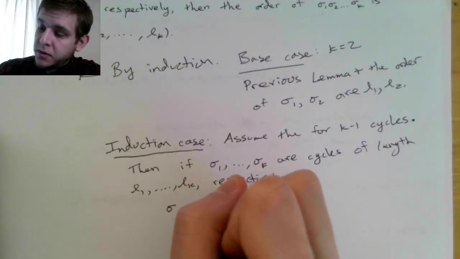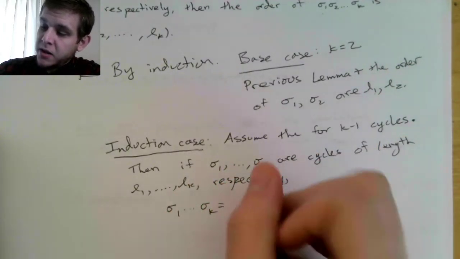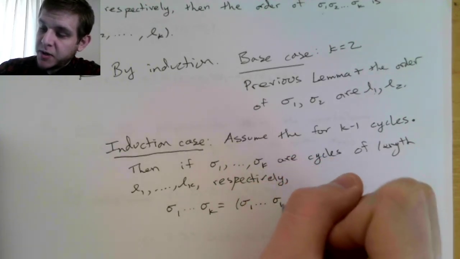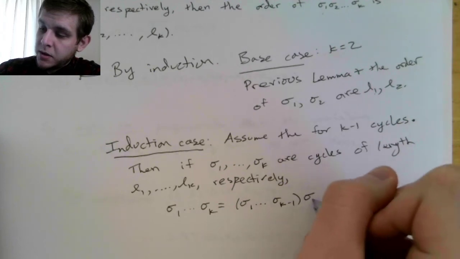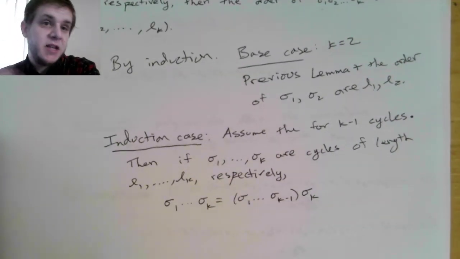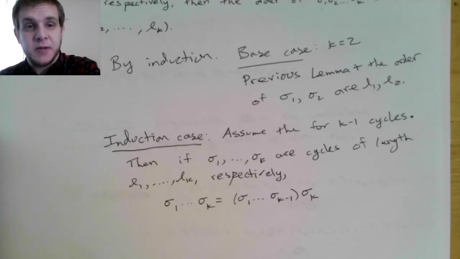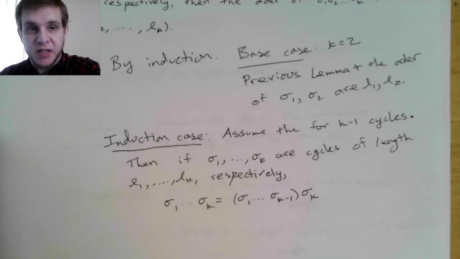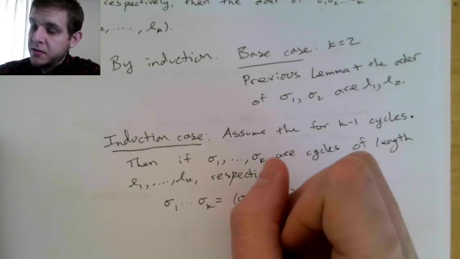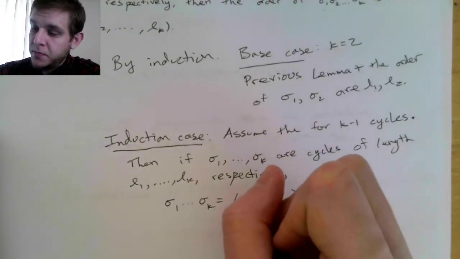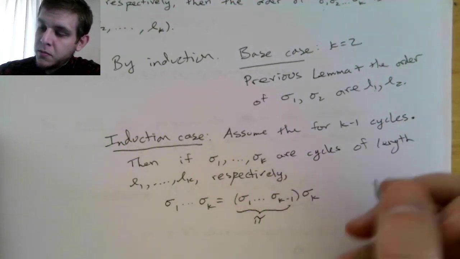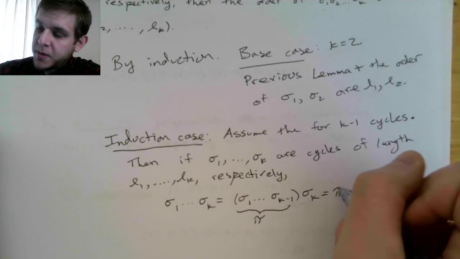Sigma 1 up through sigma k is sigma 1 up through sigma k minus 1 times sigma k. Right? I can regroup how I want. That's what the associativity property tells me. I can move my parentheses around. So I group these together, and I call this permutation pi. So this is pi times sigma k.